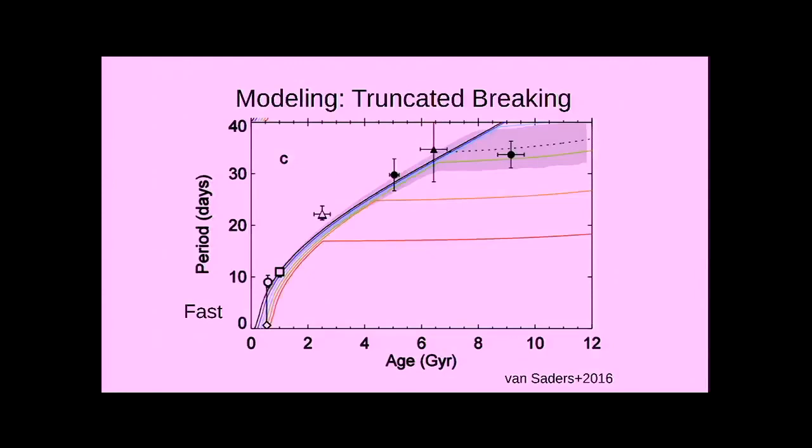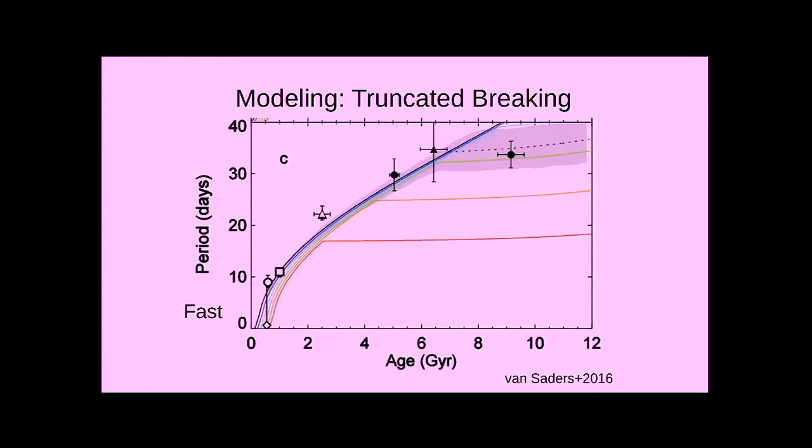And so one of the leading explanations for this is that at some particular Rossby number, so some ratio of the rotation to the convective overturn timescale, the braking transitions from the sort of braking we've seen on the early main sequence to something that really doesn't break much anymore.